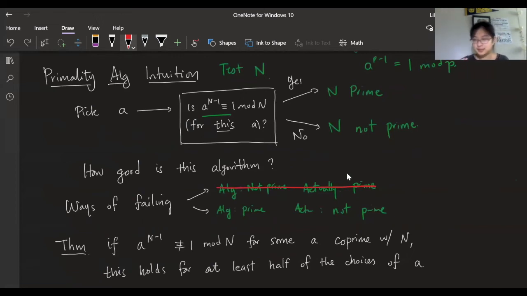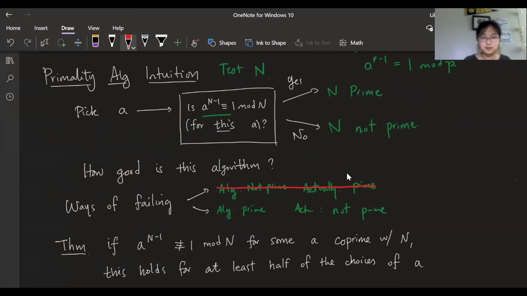So let's get rid of Carmichael numbers and see, if our algorithm failed by identifying a composite number as prime, then it means there must be some a that fails this. There has to be some a that gives you not equal to 1, that should have classified n to not be prime. And so how do we know how often this happens? How do we know how many different choices of a will end up making our entire algorithm fail, and how many choices will make it succeed? So this next theorem addresses this very problem. The next theorem says that if a to the n minus 1 is not equal to 1 mod n for some a coprime with n, so what does this if statement mean?